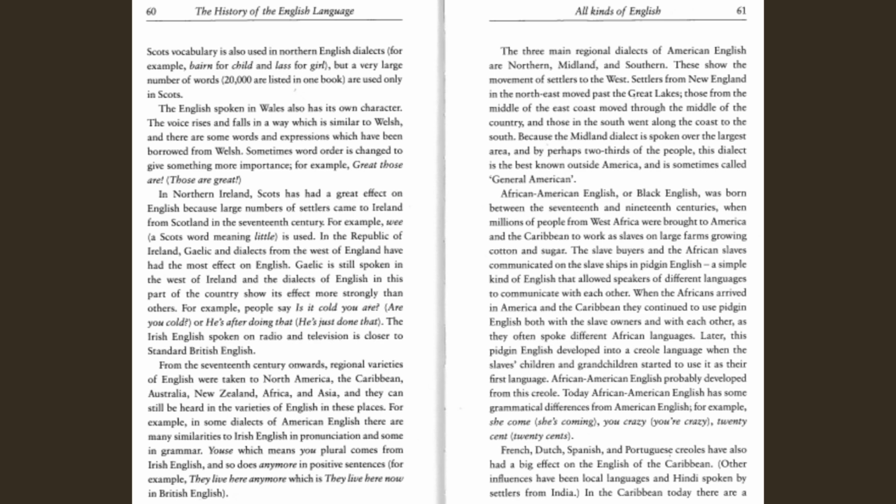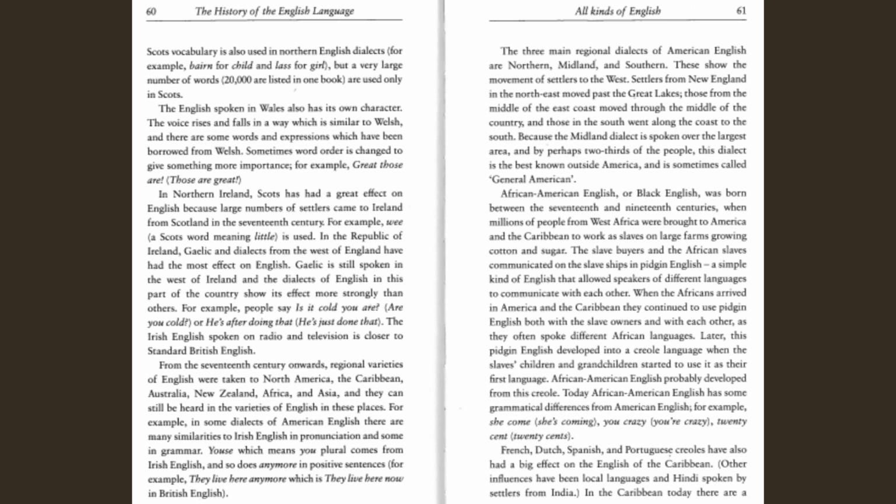For example, bairn for child and lass for girl. But a very large number of words, 20,000 are listed in one book, are used only in Scots. The English spoken in Wales also has its own character. The voice rises and falls in a way which is similar to Welsh, and there are some words and expressions which have been borrowed from Welsh.